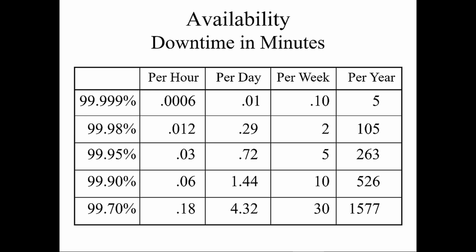Because 99.7, that's 1,577 minutes. That's a lot. That's a total of 26 hours. But at the same token, those 5 nines are kind of expensive. They require a lot of redundancy built into the network. And that means more costs.